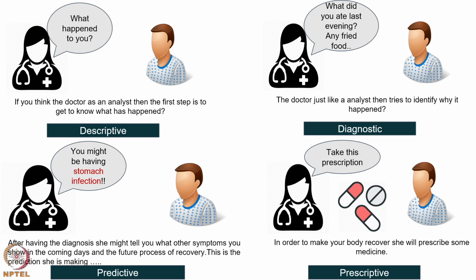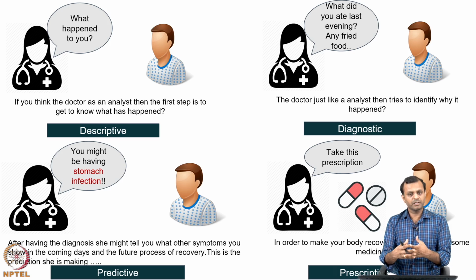Then if I leave it now, it might lead to something very dangerous, so I should give you some medicine so that you feel better and do not go into the problem. So they give a prescription. They write that this is the medicine, go and take it. It's prescriptive. So it's the precision medicine concept: describing, diagnosing, predicting, and prescribing. This is how the terms are borrowed in any analytics measure.